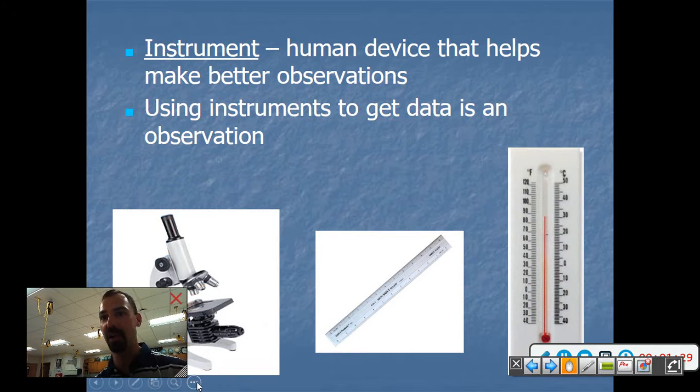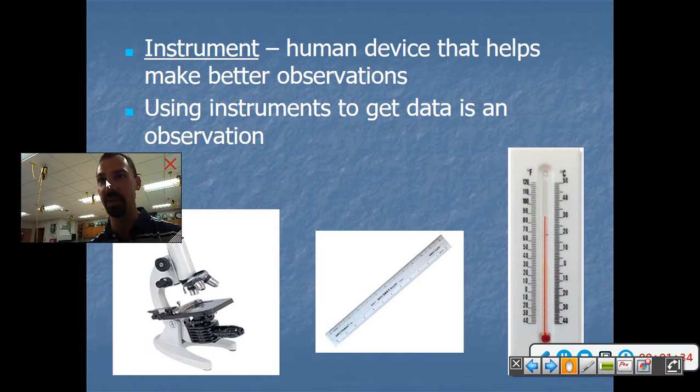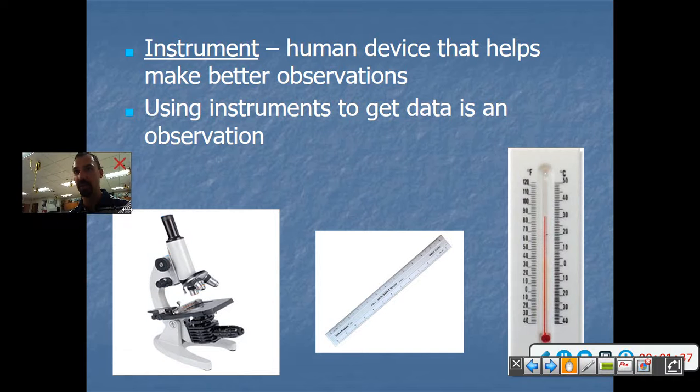Sometimes we're not able to do this very well, so we need the aid or help of instruments. Instruments are basically a human device that helps to make better observations. Sometimes we want to look at objects that are super small, so to make our sight better, we use a microscope or a hand lens. If we want to know how large something is, rather than just saying it's big, we measure it. So you use a ruler, a meter stick, measuring tape, whatever object to measure it.